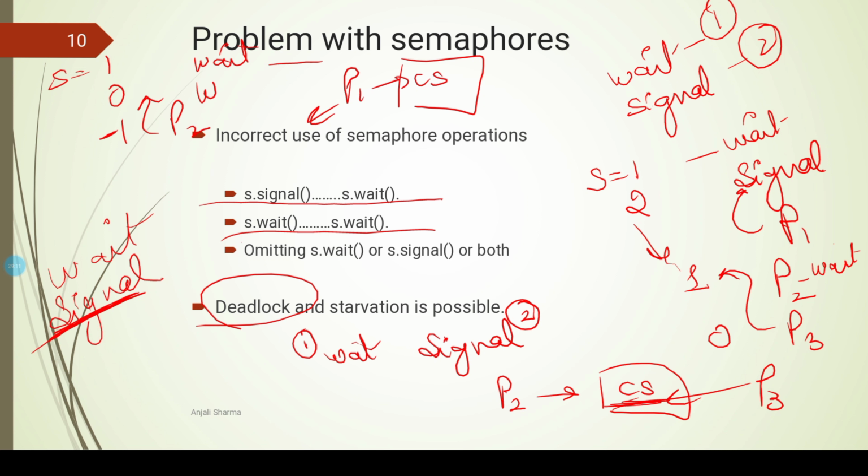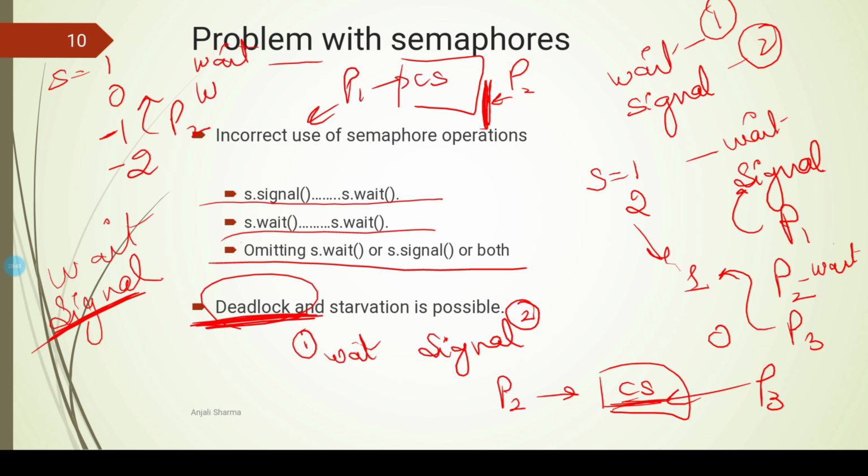And after leaving the critical section, instead of performing the signal operation, it performs the wait operation again. The value becomes -2, right? So this will not allow process P2 to get into the critical section. It will not allow it. That is why it will lead to deadlock. And also omitting any of the operations, that is wait and signal, can lead to starvation. The processes will not proceed further because they will be in the waiting queue for an indefinite time.